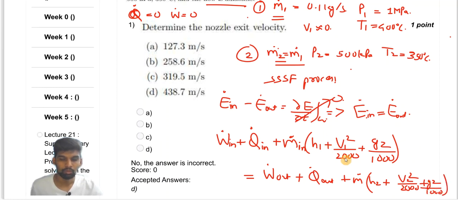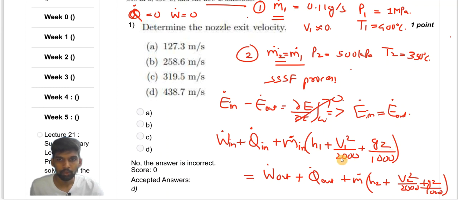One thing to note is why I have written 2000 and 1000 here: because h1 will always be given in kilojoule per kg, and v1 square will always be in meter per second. So whenever you are using h1 in kilojoule per kg, v1 in meter per second, and z in meter.